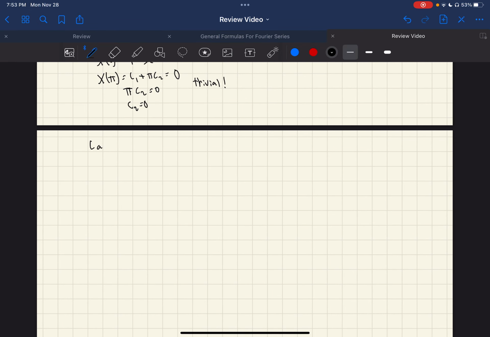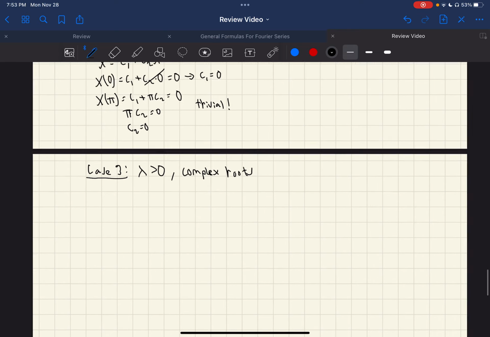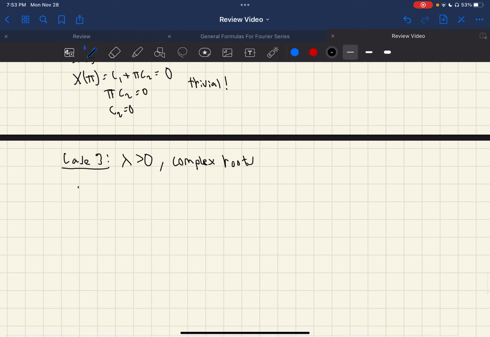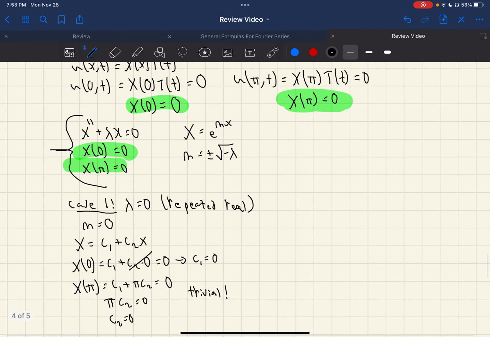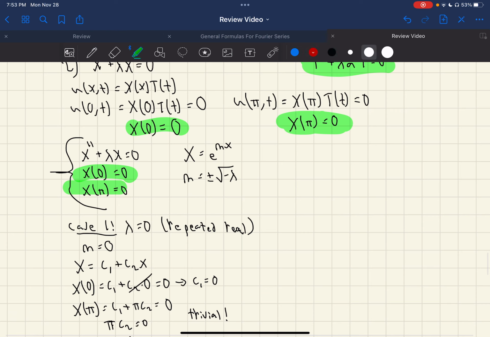So now case 3, which is lambda is greater than 0, complex roots. So with complex, we have m is equal to plus or minus i square root of lambda, because we have a negative in the square root, which is not allowed.